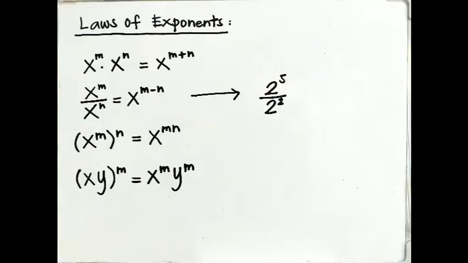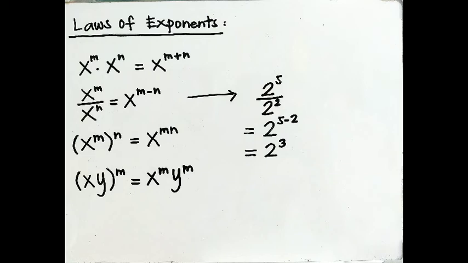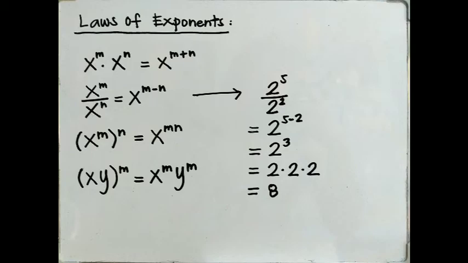In the next example for this is 2 to the fifth power over 2 squared. Write the number 2, the exponent will be 5 minus 2. Thus, it will become 2 to the third power which is equivalent to 2 times 2 times 2. Therefore, 2 to the fifth power over 2 squared is equal to 8.